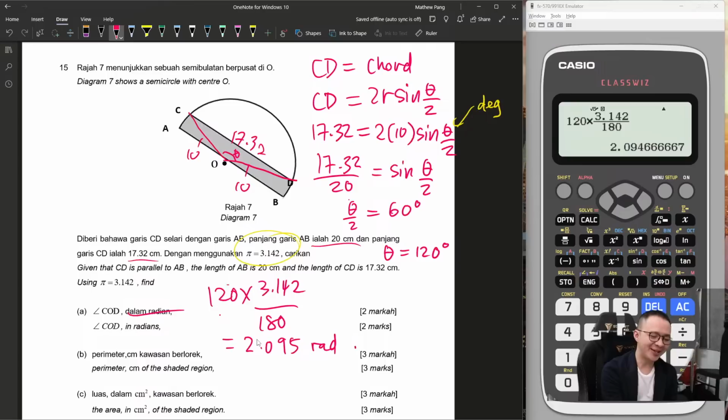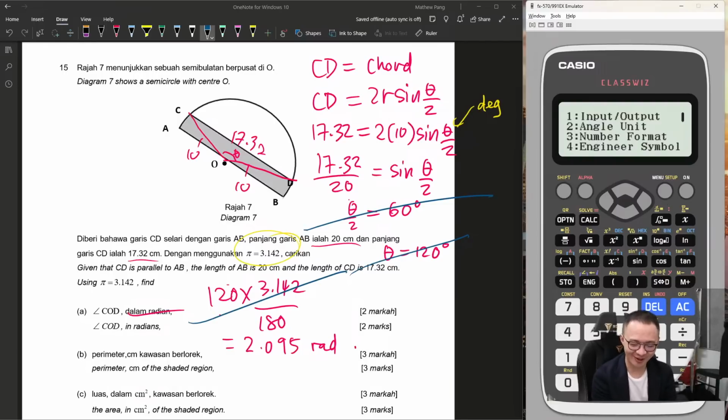If I do it myself, or if I do a Cambridge paper, I will not do this step. Why? Let me show you. Change my calculator to radian. Then I do shift sine, 17.32 over 20, times 2. I got the answer.